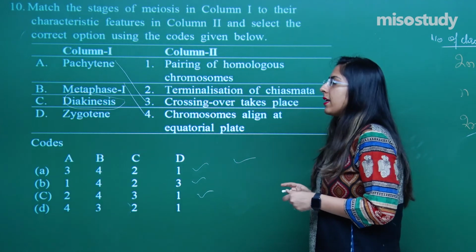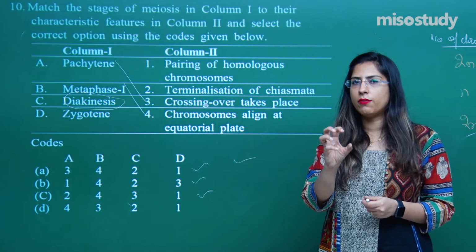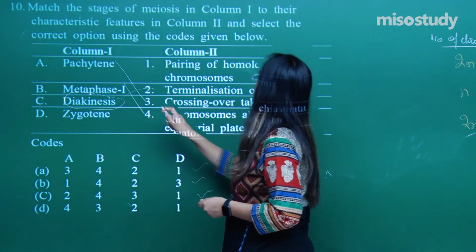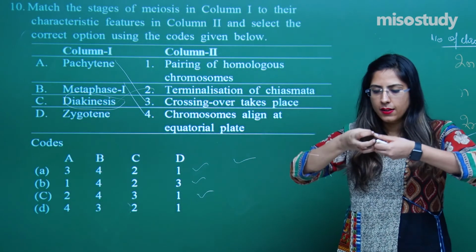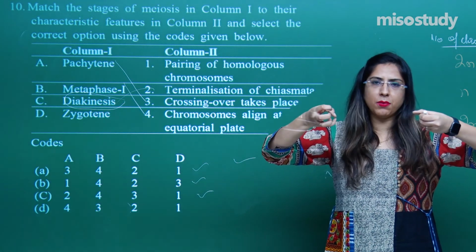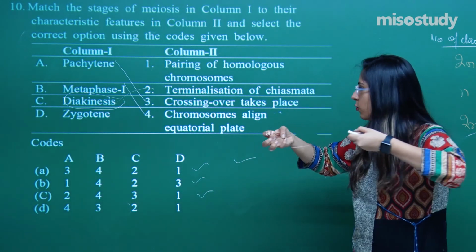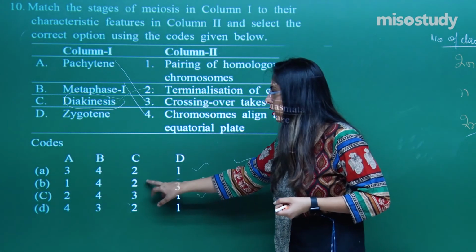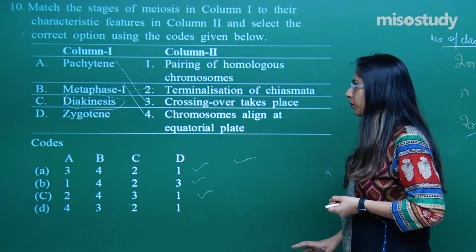After this, diakinesis occurs. Diakinesis is a stage of prophase. In the prophase, in diakinesis, terminalization of the chiasmata occurs. That means this chiasmata structure is occurring. We can see the X-shaped chromosome. So for option C, the second option is correct.